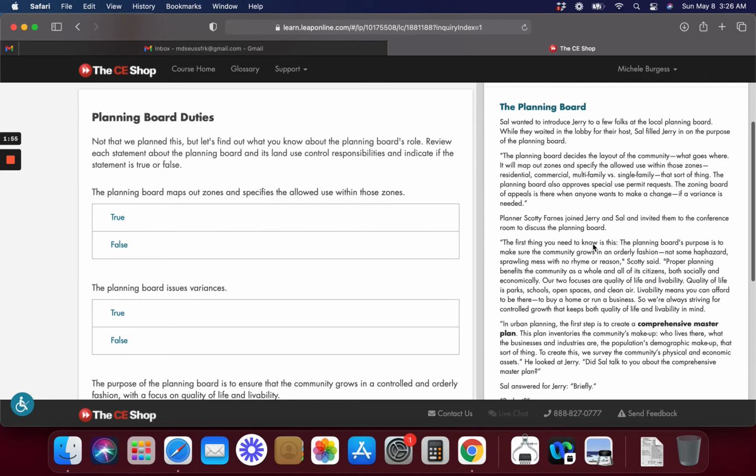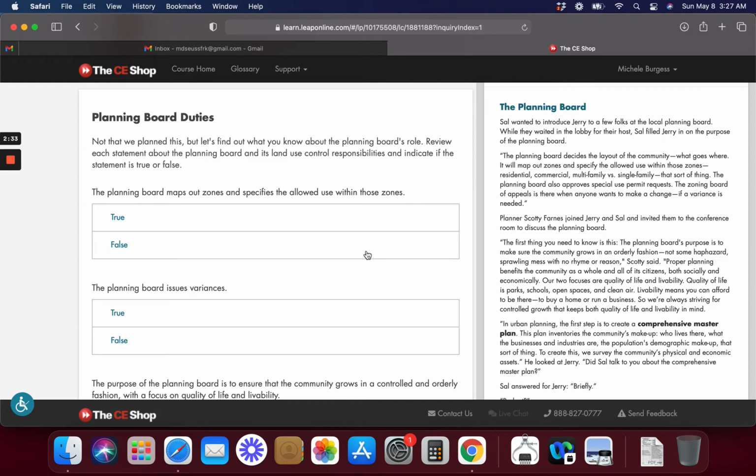All right, so let's understand the planning board. The planning board decides the layout of the community. And we've got a lot of this going on right now. I don't really recall having any tests on this, but it's good to know. The planning board's purpose is to make sure the community grows in an orderly fashion. They're doing a lot of this all over the U.S. right now. I can't speak for international because I don't know how that's set up at all. But I know here in the U.S. they're doing these community plannings all over the place.